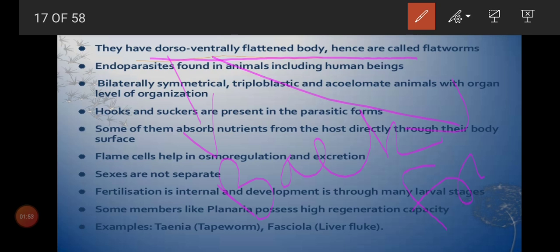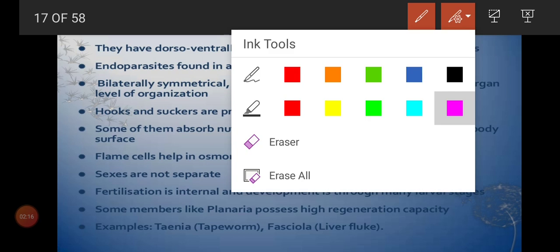Front, like that you remember, front. So ventral side means front. So back and front are not alike, they are different. So even though it is a flat worm, we are able to differentiate its dorsal side from the ventral side. They are not alike, that's why we say they have a dorso-ventrally flattened body. Hence we can call it flat worms.